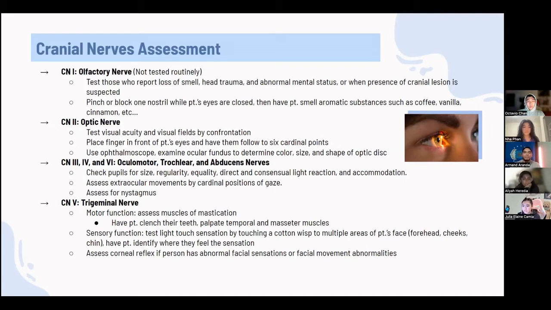For cranial nerve 5, the trigeminal nerve, you want to check both the motor and sensory function. For the motor function, you want to assess the muscles of mastication, or like chewing. So you would have the patient clench their teeth and palpate the temporal and masseter muscles. For sensory function, you would test the light touch sensation by touching a piece of cotton ball or cotton wisp to multiple areas of the patient's face, such as their forehead, their cheeks, their chin, and have the patient identify where they feel that particular sensation. You would also assess the corneal reflex if the person has abnormal facial sensations or facial movement abnormalities.